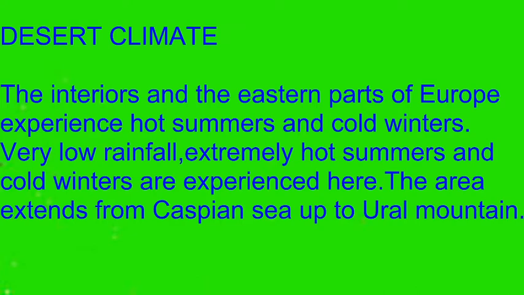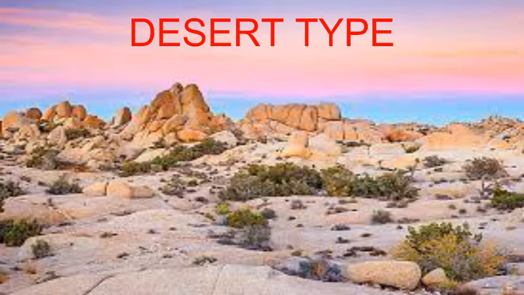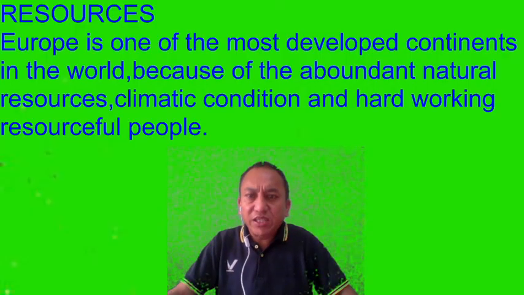These areas are found in the interiors of Europe and mostly in the eastern part of Europe towards Asia. We have the desert type of climate, where it's very hot summers and cold winters with very little rainfall. So you can just see the picture of how the desert conditions and the vegetation are. Okay, now let's go to the resources. We're coming slightly back. Let us see the resources now.